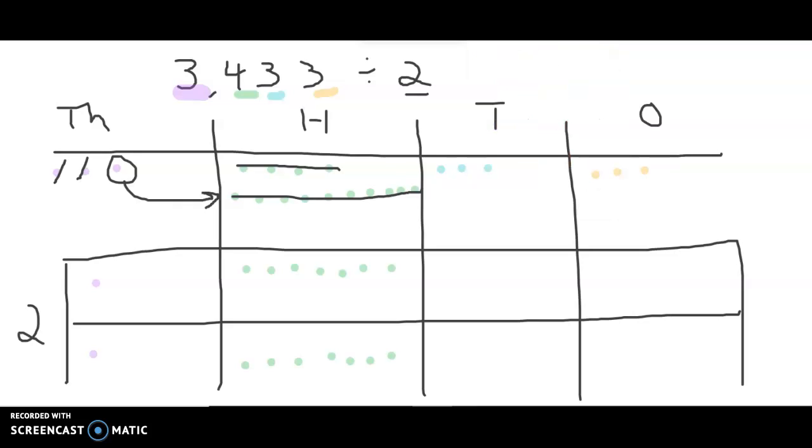So I have 3 tens here. So I have 10, 20. And then I notice that I have 1 ten left. So I'm going to have to take that 10 and regroup it over to the ones, since I cannot split it into my 2 groups evenly. So I'm going to make 10 ones. 1, 2, 3, 4, 5, 6, 7, 8, 9, 10.